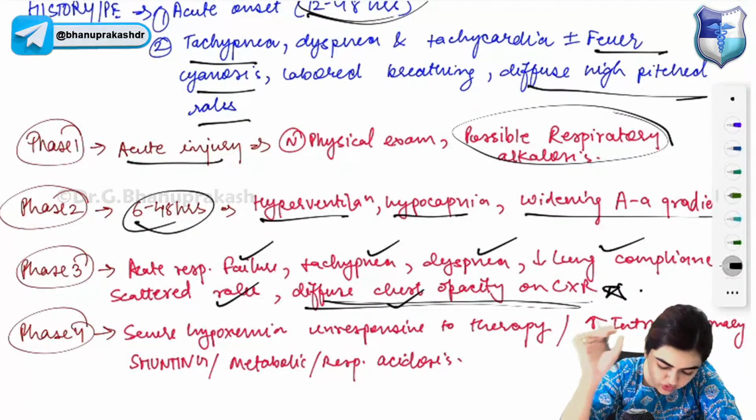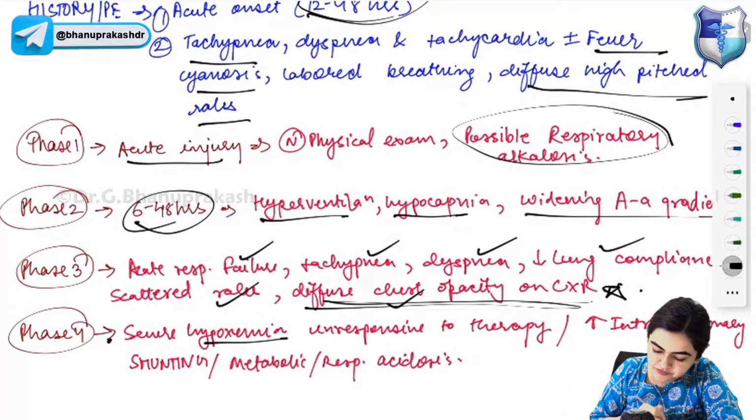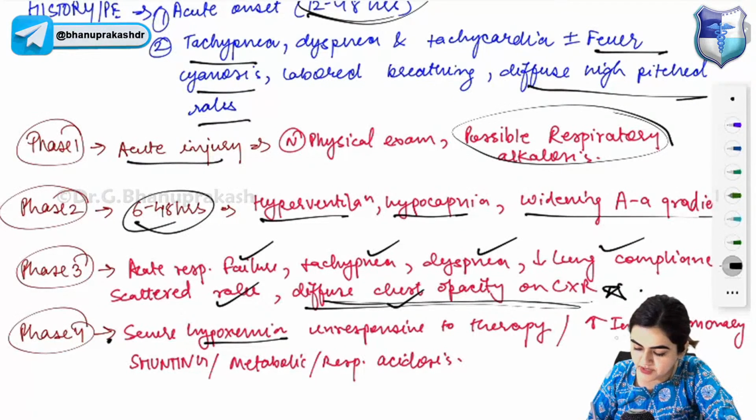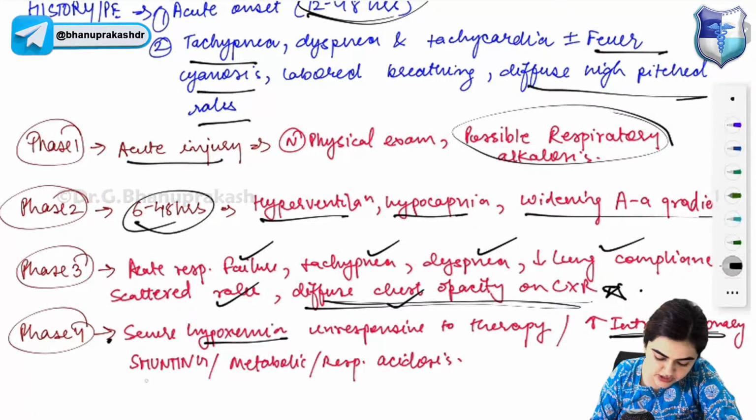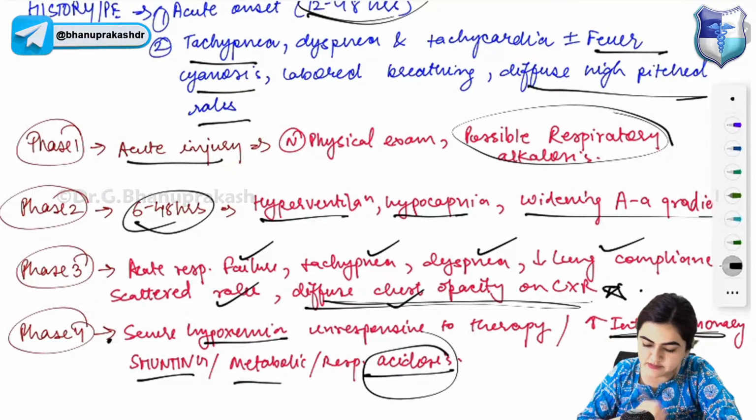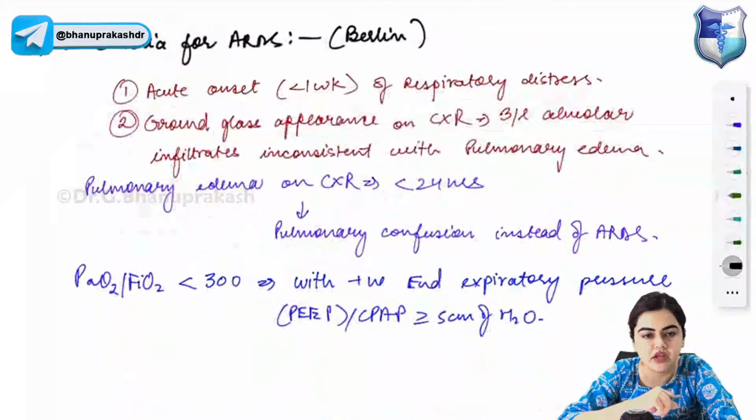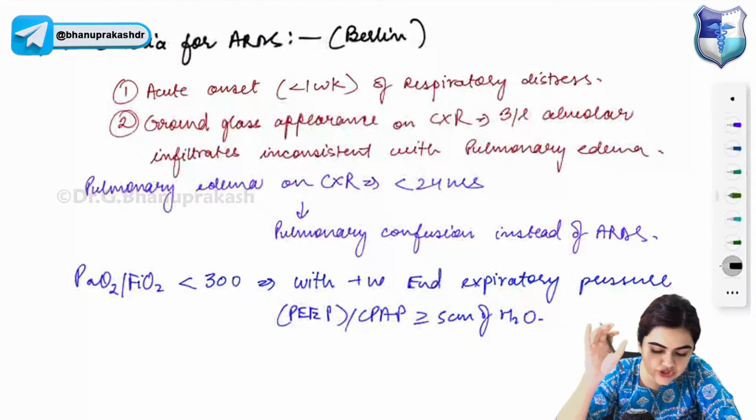Finally is phase 4 of ARDS. In phase 4 you will get severe hypoxemia that is unresponsive to therapy, increase in intrapulmonary shunting, and metabolic and respiratory acidosis. These are characteristic of phase 4. Now, how do you perform diagnosis for ARDS?